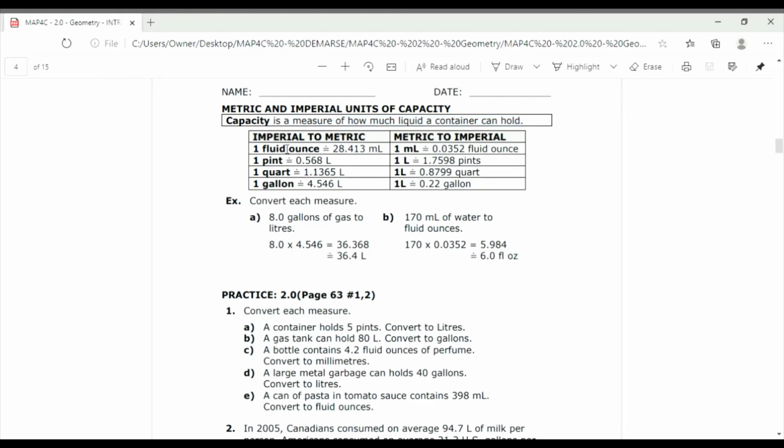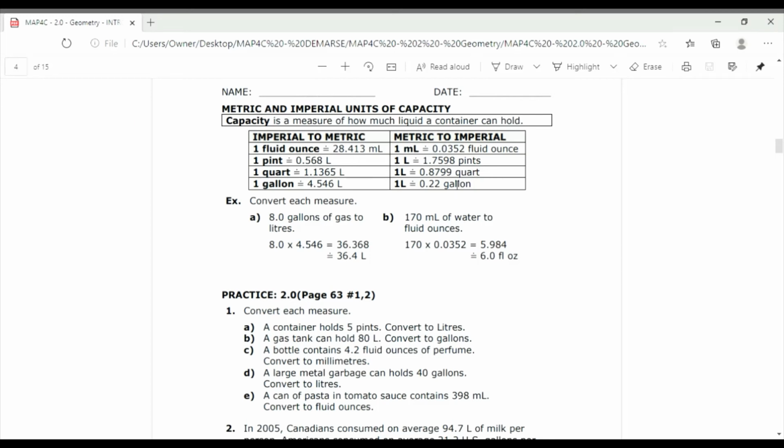Imperial measures of capacity are fluid ounces, pints, quarts, and gallons. Metric measures of capacity are usually just milliliters and liters themselves. You don't use centiliters very often.